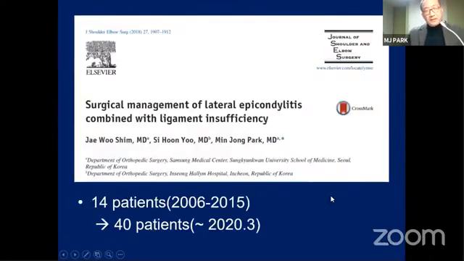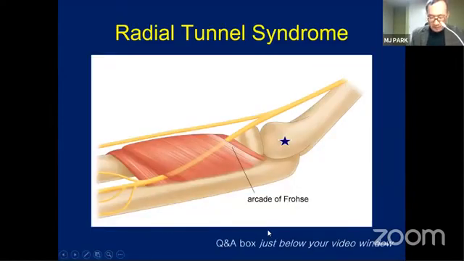So I reported the 40 patients several years ago about this. And now the number of patients has been increasing. Finally, I'd like to discuss the radial tunnel syndrome. In the textbook, radial tunnel syndrome should be differentiated from lateral epicondylitis.